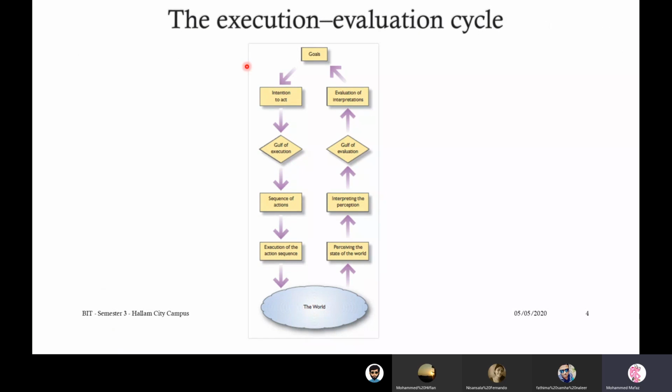So there is this thing called the execution evaluation cycle. When a system and a user are involved in an interaction, there are 7 important steps that take place, right? This is called Norman's model. There's a person called Norman, who introduced this concept that when a system and the user are involved in an interaction, there are 7 important steps.